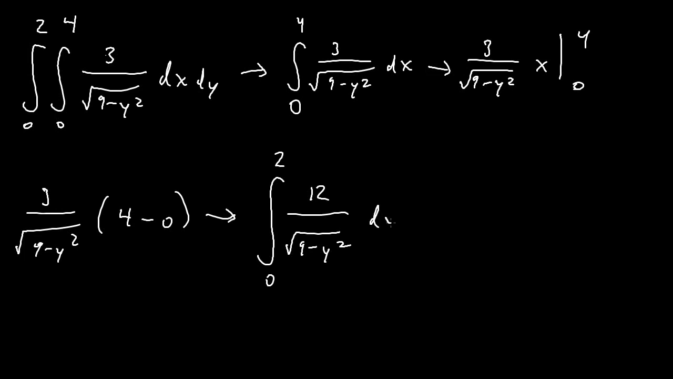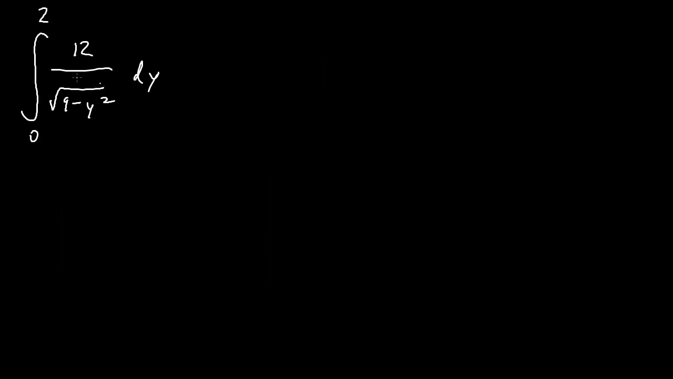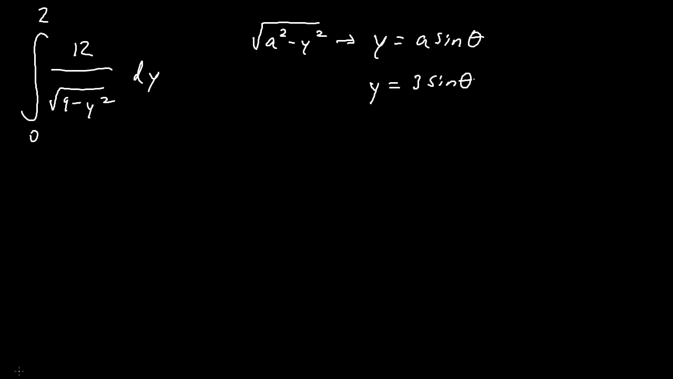Now notice we have a square root in the denominator, and it is in the form the square root of a squared minus y squared. Now if it's in this form, we can use what's known as trig substitution. So we have to make the substitution where y equals a times sine of theta. Now if a squared equals 9, then a is going to be 3. So we can make the substitution that y equals 3 times sine of theta.